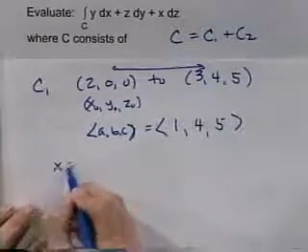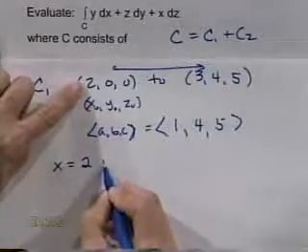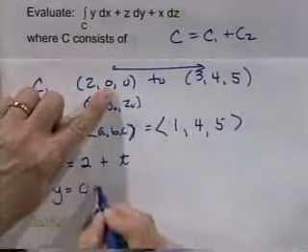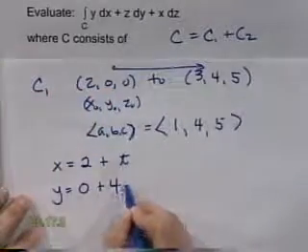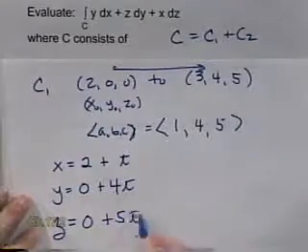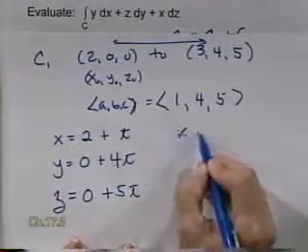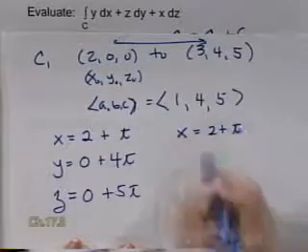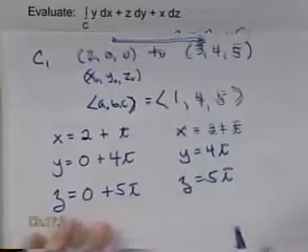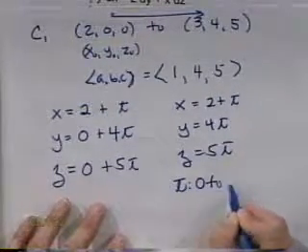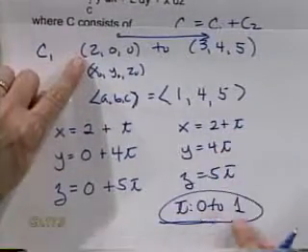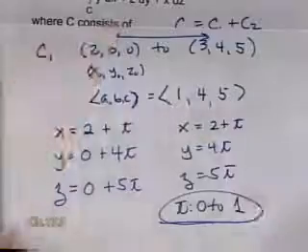So my parametric representation will be x equals x naught, which is 2, plus a times t, which is 1 times t. Y is going to be 0 plus b times t, 4 times t. And z is going to be 0 plus 5 times t. So x equals 2 plus t, y equals 4t, and z equals 5t. And what is t ranging from? 0 to 1. Plug in 0, you do get the point (2, 0, 0). Plug in 1, you get the point (3, 4, 5).